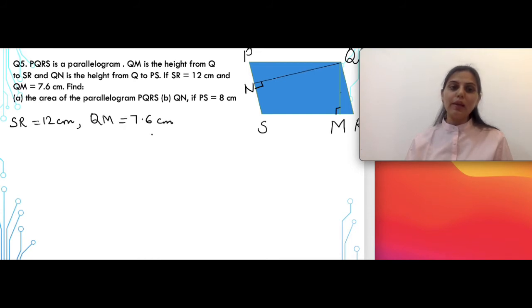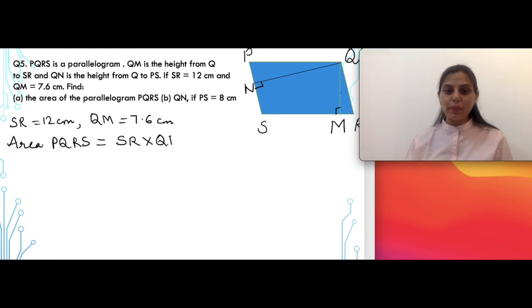In part A, you are supposed to find the area of the parallelogram PQRS. So let's write the formula for this parallelogram. Area of parallelogram PQRS will be equal to the product of base and height. Now if you see the parallelogram clearly, taking the base as SR and taking the height as QM, it will be taken as the product of SR and QM, and there is one more base and corresponding height to this.